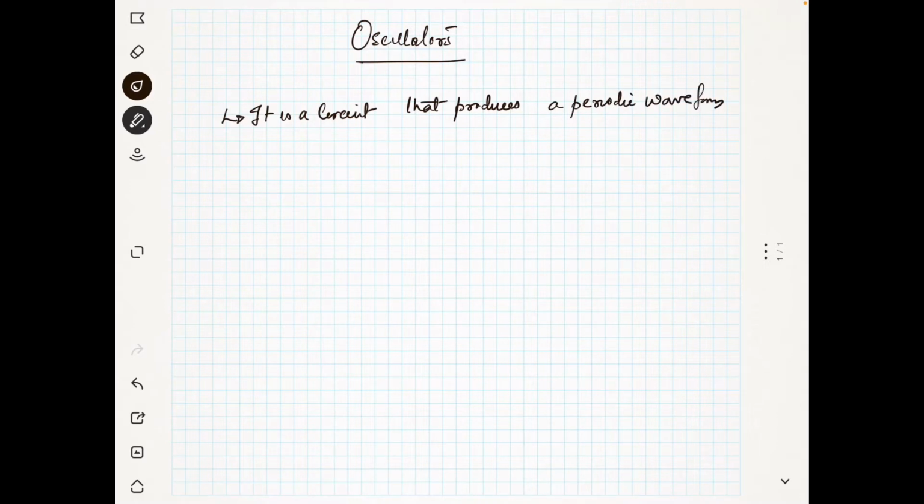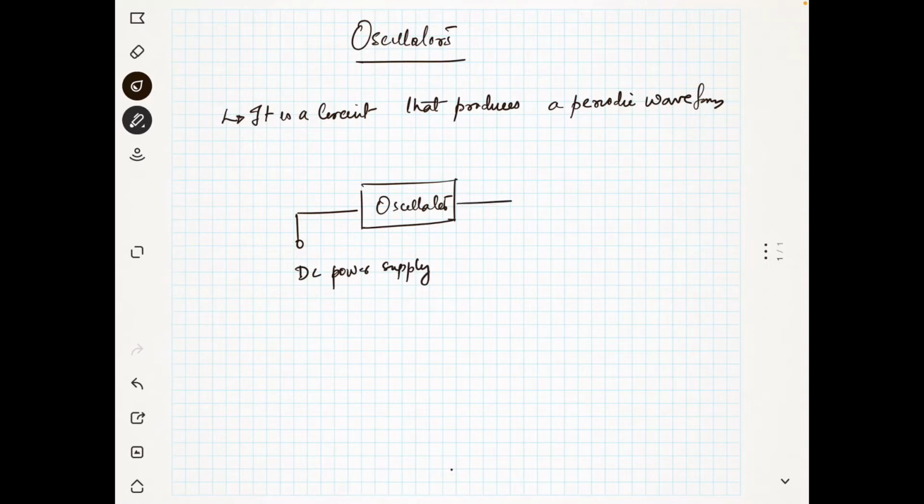For example, suppose you have an oscillator. You don't need to give any input. You just need to give a DC power supply. Then it will produce the oscillations.